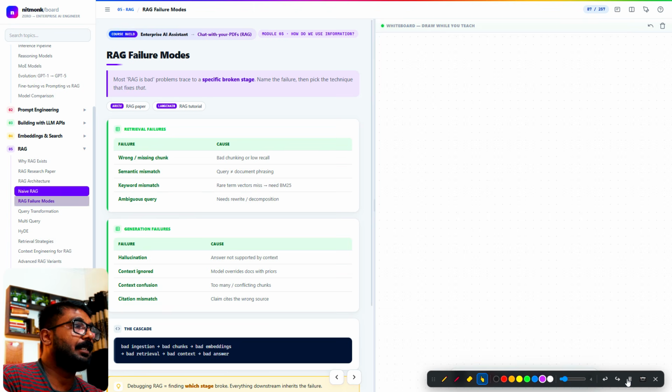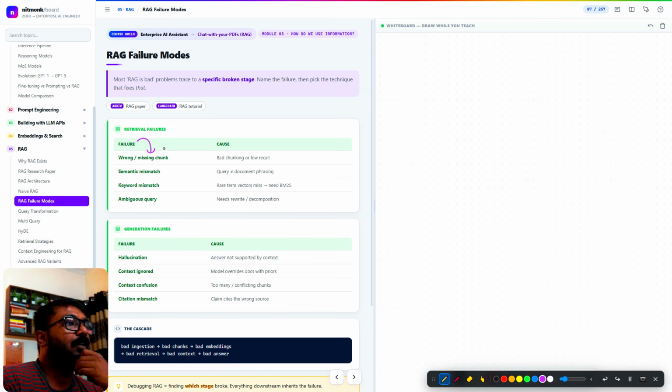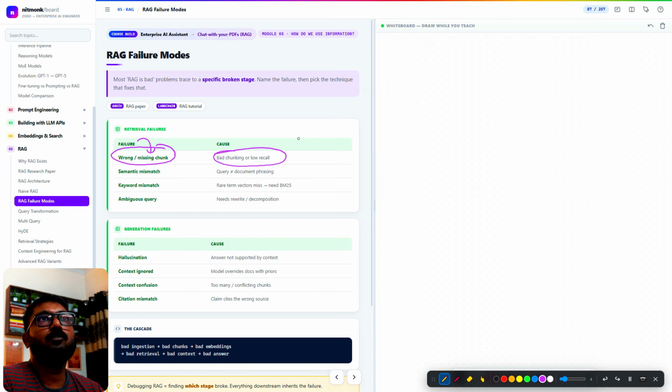Now let's talk about RAG failure modes. This is really critical that you should understand. RAG failure modes could be in terms of latency, token cost, or wrong answers, which you generally call hallucinations, right? So you see over here, wrong and missing chunks, bad chunking, or low recall. It's about how you do the proper chunking.